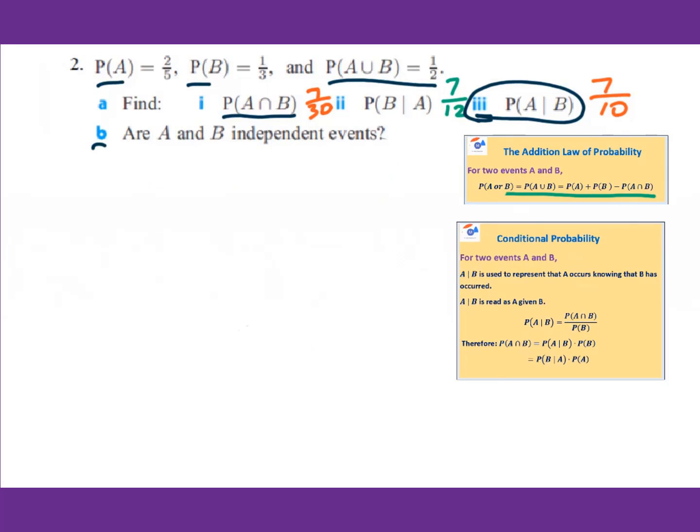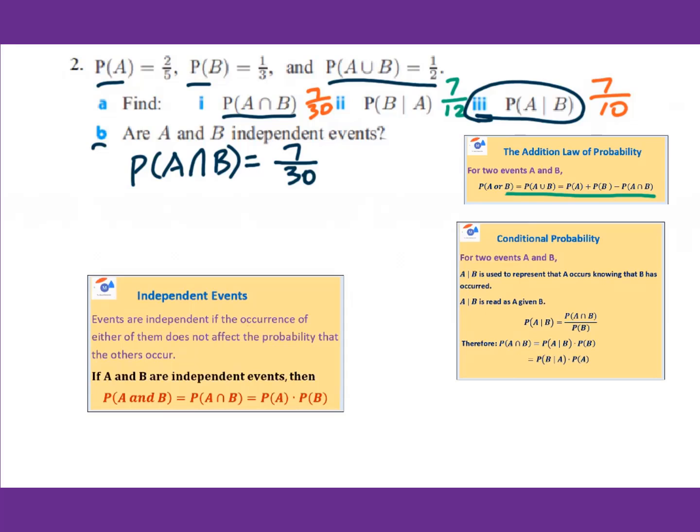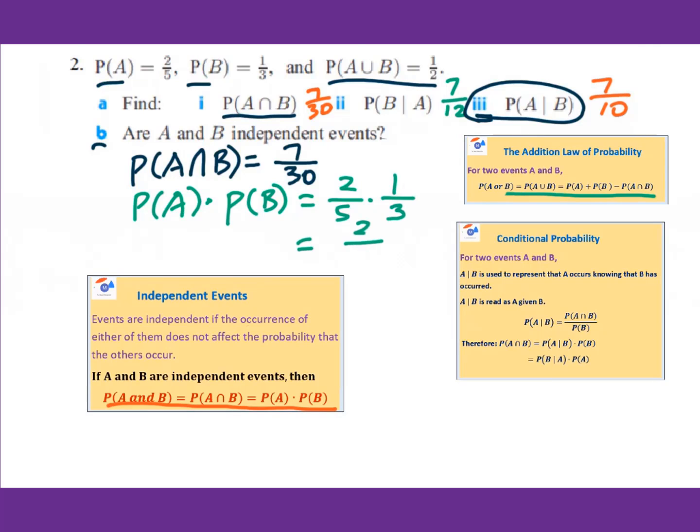For B, are A and B independent events? We already figured out A and B equals 7 over 30. Just need to check whether this equation is true or false. So we got the probability of A times the probability of B. That is 2 over 5 times 1 over 3. You got 2 over 15. Since these two values are not equal to each other, therefore, it's not an independent event.